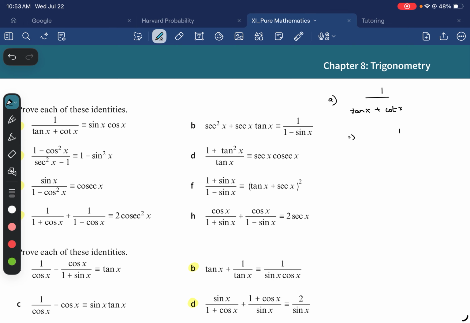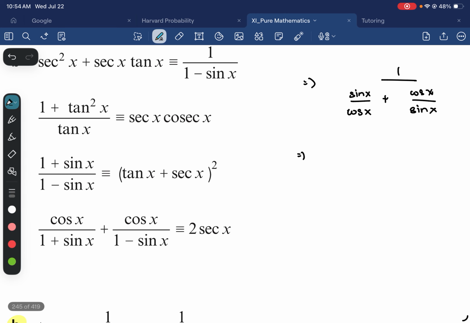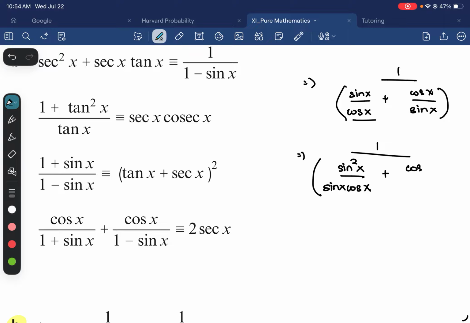All right, I can write this as 1 over tan x is sin x over cos x, plus cot x is cos x over sin x. All right, this one I can write as 1 over. Now I want to make a common denominator in the denominator. So I need to multiply and divide this term by sin x, right? So I get sin squared x over sin x cos x. And if you cancel things here, you get exactly what you started with, right? And for the second term, I need to do the same. Cos squared x over sin x cos x.